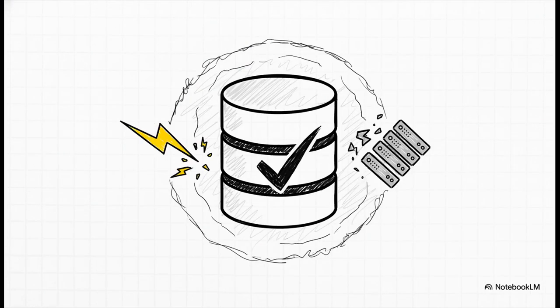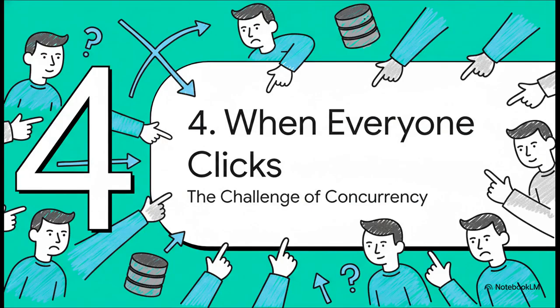And finally, we have durability. This is the promise that once a transaction is successfully saved, it's permanent. It's there to stay. It'll survive a power outage, a server crash, you name it. This is exactly why you can trust that your bank balance is safe. That data is durable. So these ACID properties, they're fantastic, right?